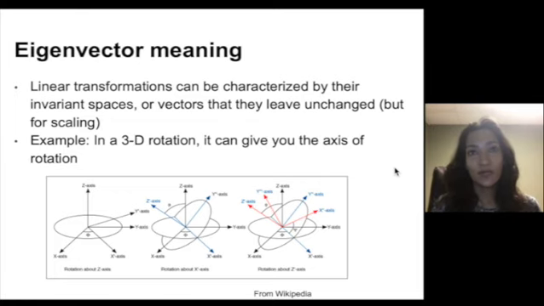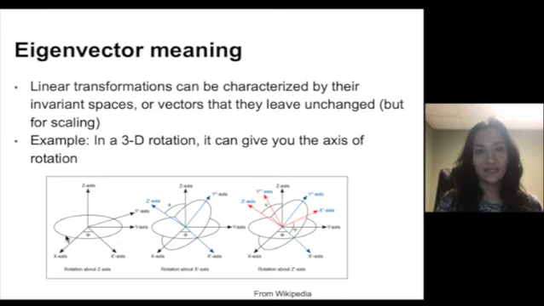Eigenvectors give very important information about linear transformations. Linear transformations can be characterized by their invariant spaces, or vectors that they leave unchanged but for scaling. For example, in a 3D rotation, eigenvectors can give you the axis of rotation. For example, if you have a rotation around the z-axis, then any vector that points directly in this z direction is unchanged, and therefore it gives you this direction as the axis of rotation.